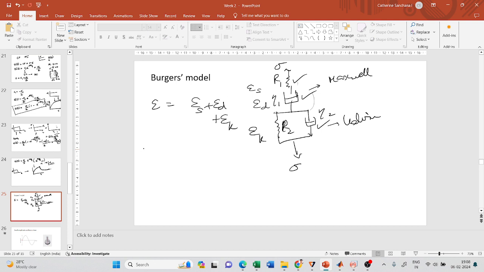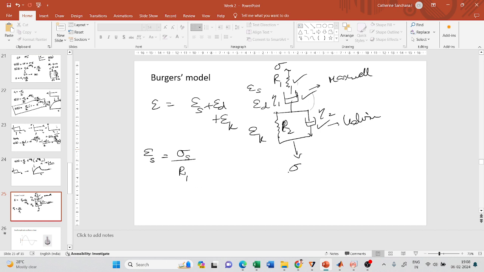So for a spring, it is going to be epsilon S is equal to, let me write it as sigma S itself. So this sigma S represents the stress in the spring. Sigma S divided by R1.